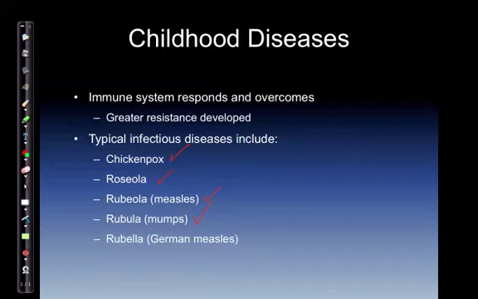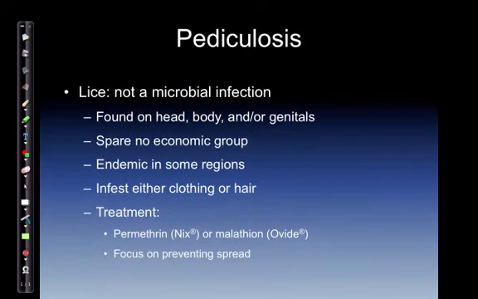Classic triad of findings after congenital rubella syndrome occurs is deafness, eye abnormalities, and heart defects. Widespread use of the triple vaccine has dropped incidence dramatically, and this vaccine that we're talking about is the MMR: measles, mumps, and rubella. Pediculosis, lice, not a microbial infection, found on the head and body or genitals.